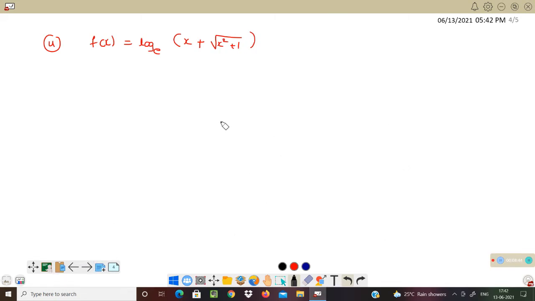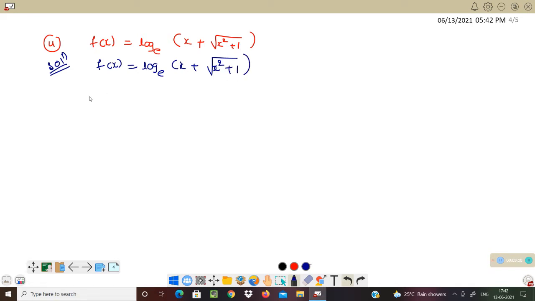Yes, what is the fourth problem? That is also in the form of a logarithm only. Okay, so this is also in the form of log. See, just write down the given function. What is that given function? That given function is nothing but f of x, which is equal to log to the base e of x plus square root of x square plus 1.